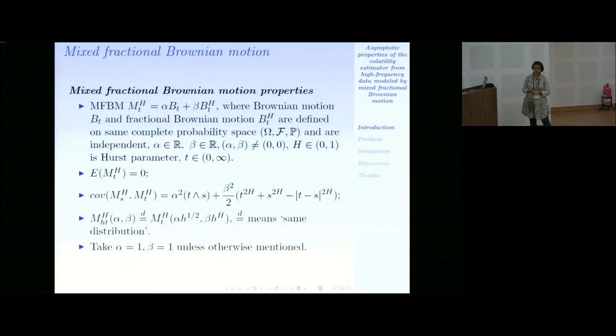And then, if I denote this process with alpha and beta like this, it is scaled in such a fashion that the distributions are self-similar. That simply means that with small h, it is scaled by this alpha, and if you scale it, then we get the same distribution. We are going to see these properties later. This is a simple self-similarity property, and throughout our talk, unless otherwise mentioned, alpha and beta are taken to be 1.